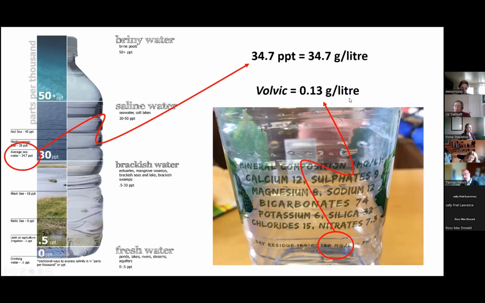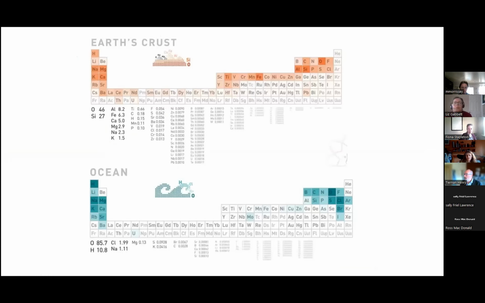Or Galway water, or Ballygowan, or all the other bottled waters that we buy, or the water that comes out of your tap. Every drop of water that comes out of your tap will have salt dissolved in it. And there's no harm. These are naturally occurring elements. Okay. And this is where they come from. This is the key thing.